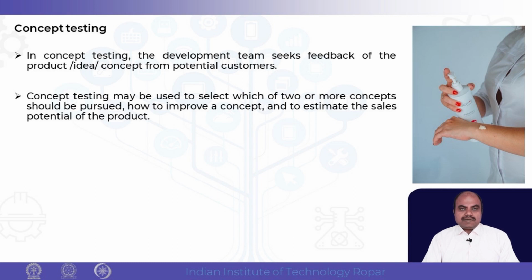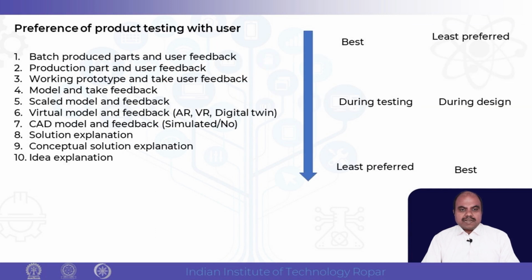So there are several techniques to do this. What are the best ways? One is batch produced parts, then production parts, working prototypes. These are some of the ways that we will learn in detail. The best is basically the batch produced part, and the least preferred is the idea.